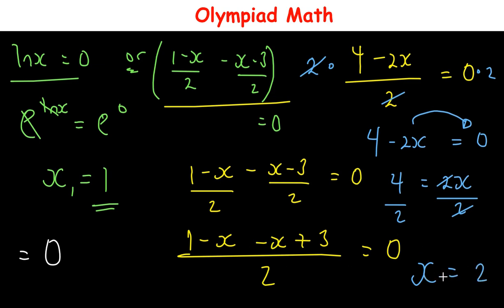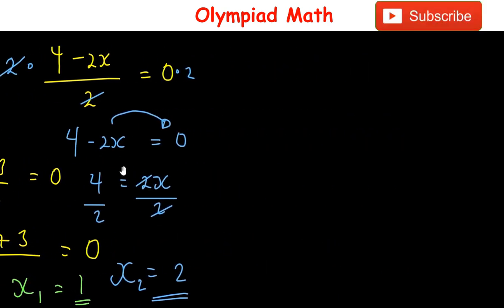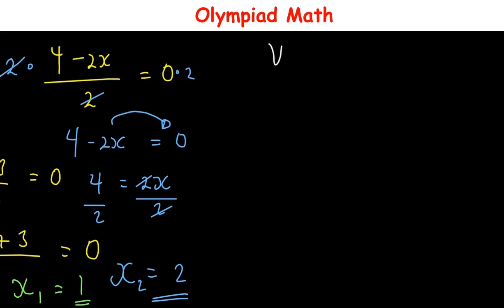And with this, we have the second solution of x. Meanwhile, the first solution of x, x1, is equal to 1. So with this, the next thing for us to do is to verify these two solutions of x. So right here, let us verify this.